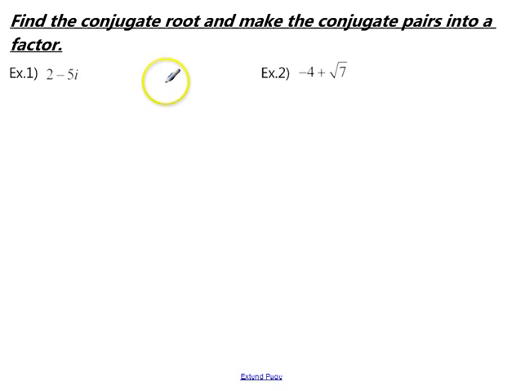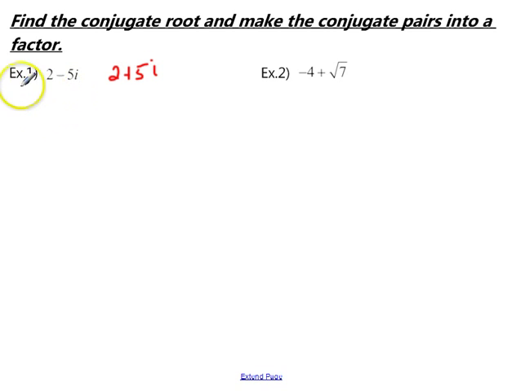Here we just want to practice finding the conjugate root and making the conjugate pairs into a factor. So in the first example, we have 2 minus 5i, and then the conjugate root would be 2 plus 5i. Now we want to take these and follow the steps we did before to find our trinomial factor.